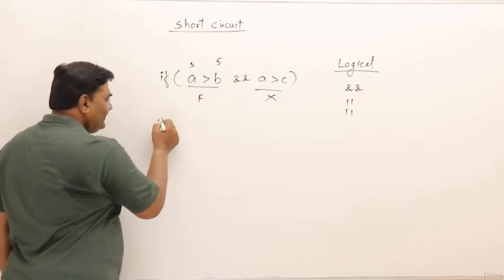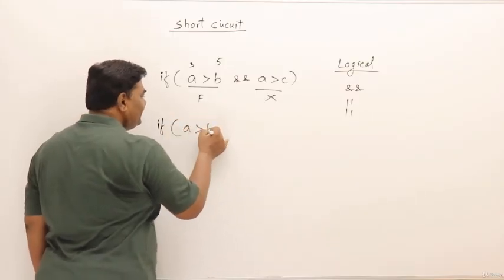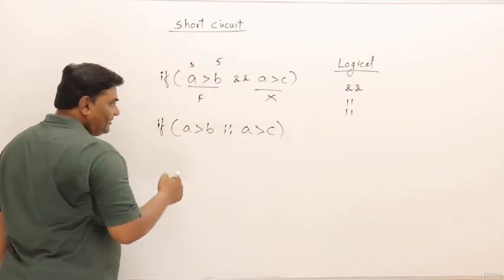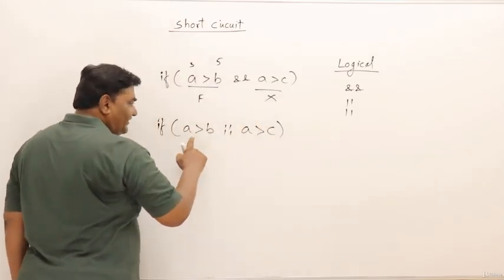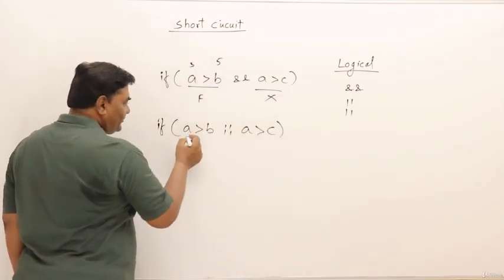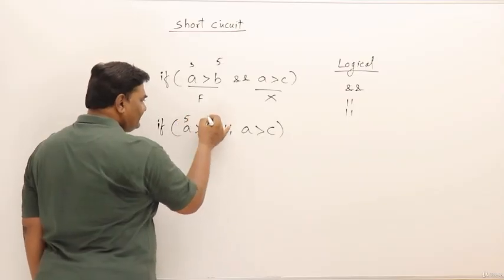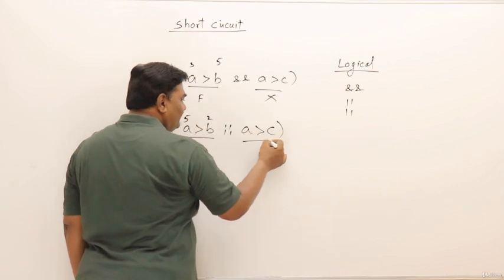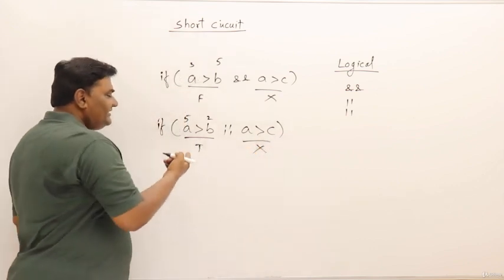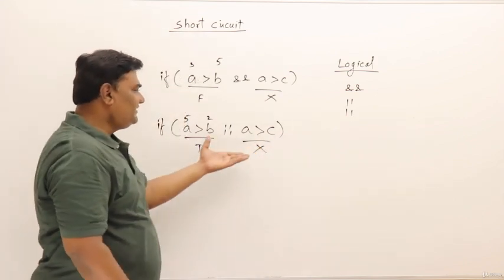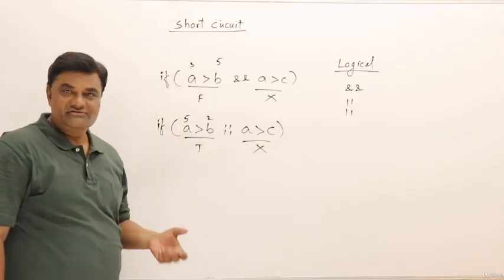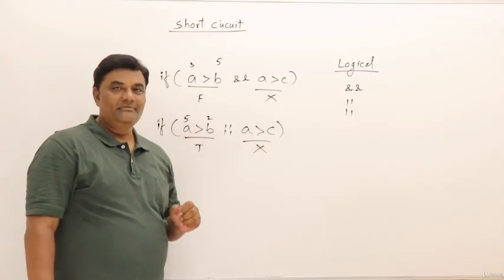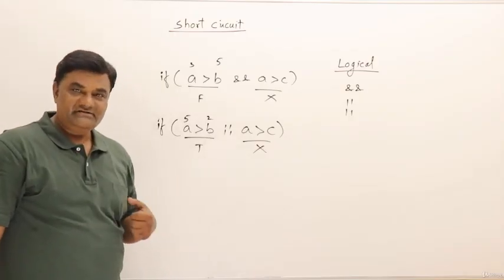And in the same way, if I write A greater than B or A greater than C, now it is combined with OR. OR will be true if any one of the conditions is true. So suppose this is 5 and this is 2, then this condition will be true. And once this is true, it will not check the other condition, because one condition being true is sufficient. No need to check the rest. If it is checked also, the result is true only. So this mechanism done by the compiler is short circuit.